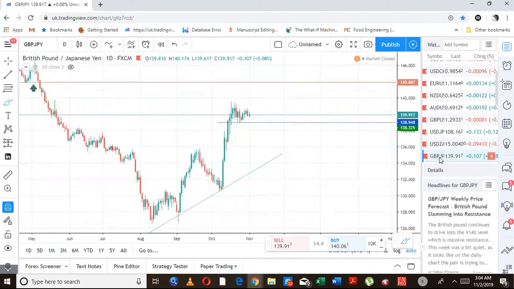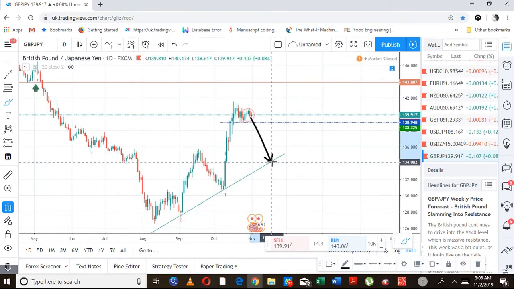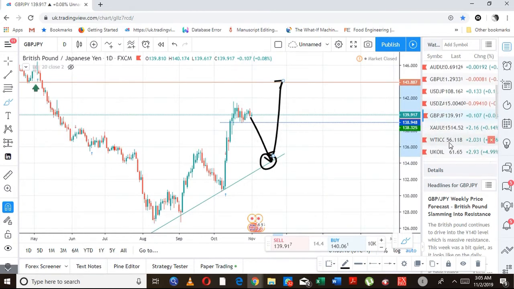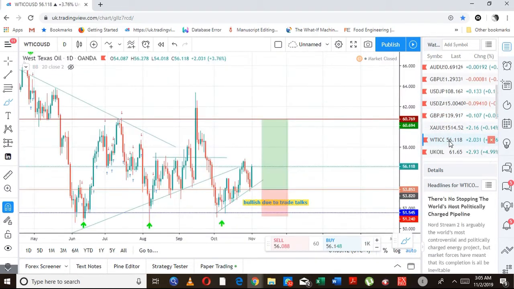Next trade is GBP JPY. Well, GBP JPY, just like GBP USD, I won't talk much about it. I just want to see the price coming here. I want to look for a buying opportunity and drag the price all the way up.